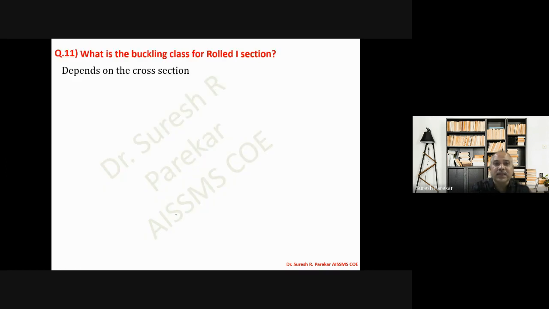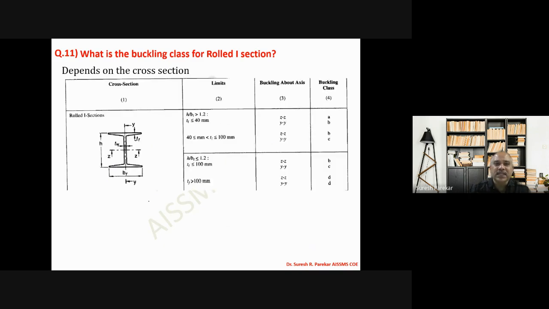Then, what is the buckling class for rolled I-section? This depends on the cross section. If you go to table 10, we have this. It depends on H by BF being greater than 1.2 and H by BF less than or equal to 1.2, and then TF less than or equal to 40, TF less than or equal to 100, and TF greater than 100. Accordingly we decide the class, that is A, B, C, D, for the Z-Z axis and Y-Y axis. Likewise, we have to go for this.